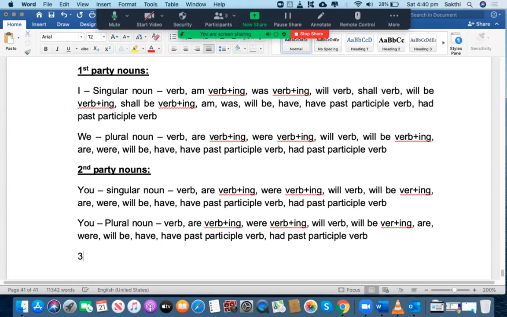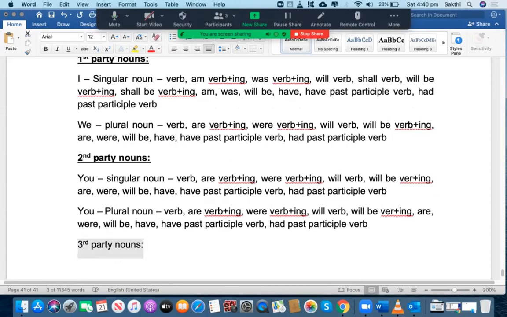Then we have the third party nouns. Third party nouns are the ones that we can see somewhere far from you, and you can tell to someone else. You can say, "Hey, look at him, he is my friend." "Hey, look at her, she is my wife," and so on. And then you can use "it" as well: "Oh, look at that, it is my cat," or "it is my dog," or whatever it is. So these three are what we call the singular nouns.